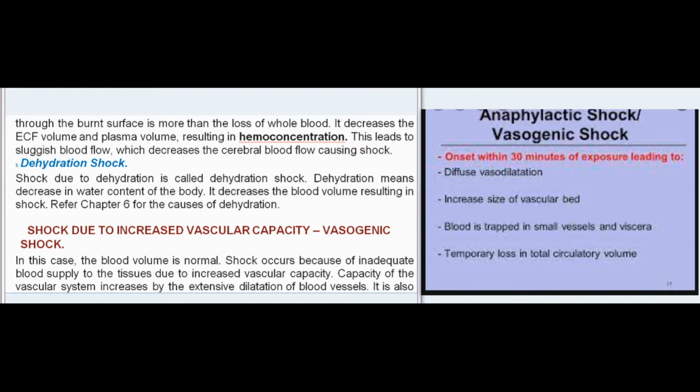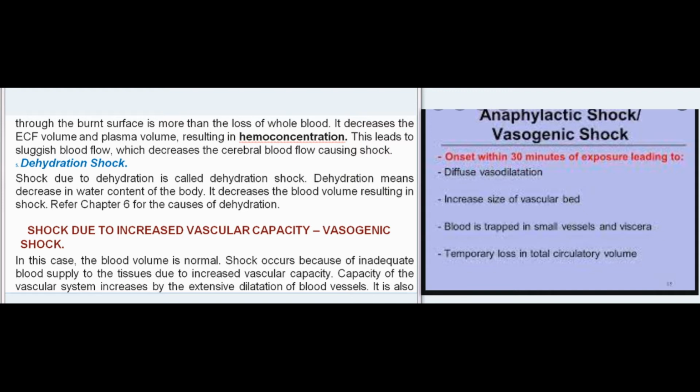Dehydration shock. Shock due to dehydration is called dehydration shock. Dehydration means decrease in water content of the body. It decreases the blood volume, resulting in shock. Refer Chapter 6 for the causes of dehydration.